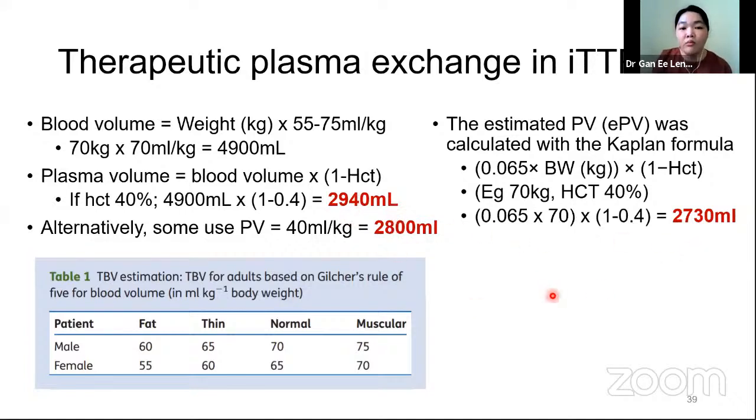I think it won't be wrong if we decide to exchange about 3 to 4 liters of plasma for all adults in general. Most of the time, you can't be wrong. But this is how we formulate the volume needed.